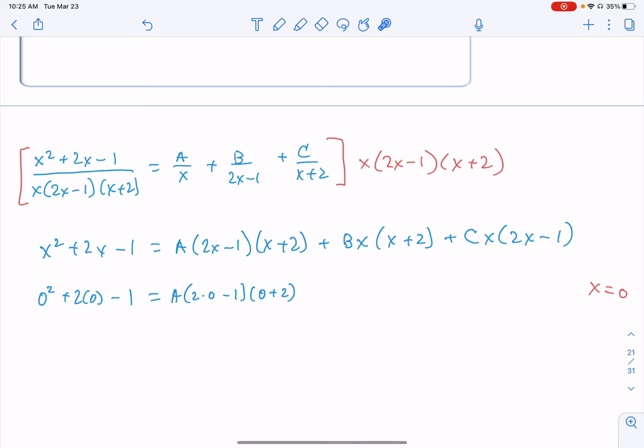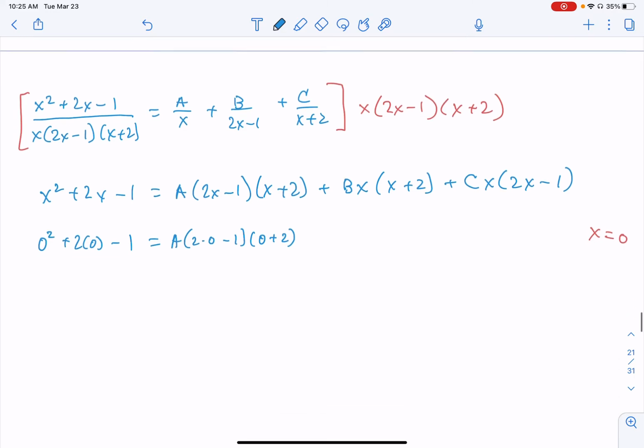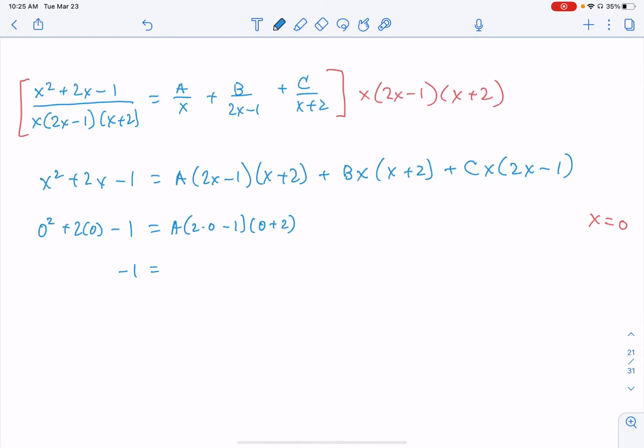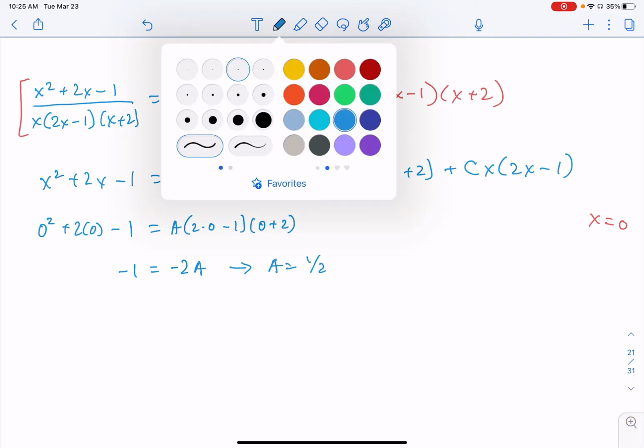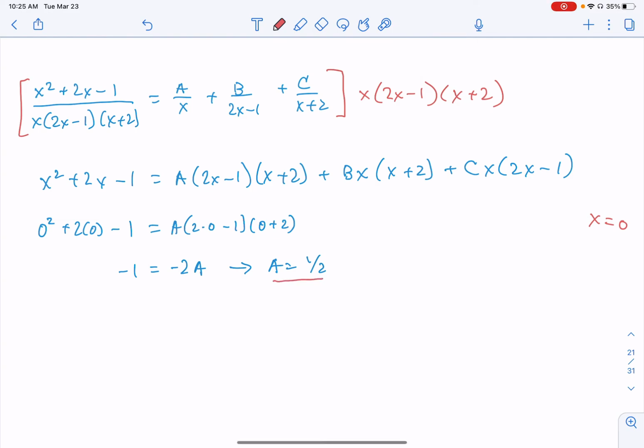That's 0, that whole thing is gone. Just clean this thing up a little bit. -1 is equal to, here this is going to get -1. This one's a 2, so it's a -2a, meaning that a is equal to a positive 1/2. All right, 1/3 of the way done.